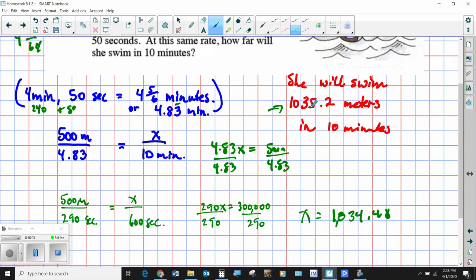Not a lot. Half of a second, maybe. No. These are meters. Half of a meter is about the difference, but this is actually technically the more accurate answer of the two.